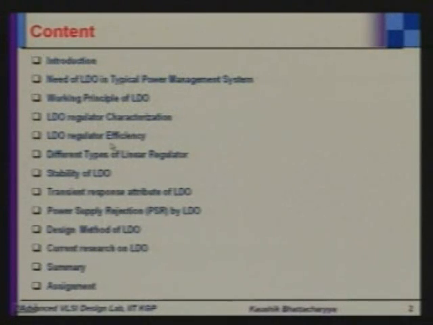Next, I will classify different types of linear regulators. LDO comes under the category of linear regulator. Stability issues of LDO: here I will show different compensation techniques, frequency compensation techniques, which are usually available in the literature. Transient response attributes of LDO. Next, power supply rejection, PSR, by LDO. It is one of the most important advantages of an LDO, that is why we will go for its discussion.